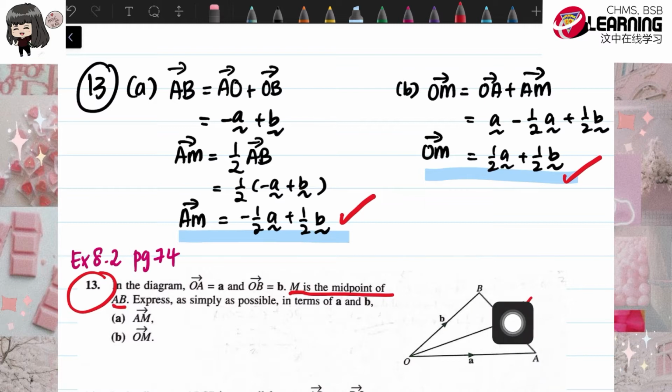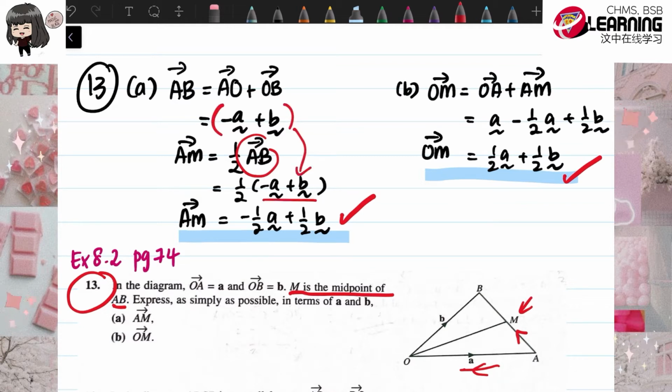A to B is A to O, and O to B. So A to O is negative A because it's in the opposite direction. It's going this way, which means that it's not A anymore, it's negative A. And then plus B, because O to B. After you found your AB, you find AM, because AM is half of AB, half times AB. So your AB is negative A plus B, that's why it's half of negative A plus B. And you expand it, you will get this answer.